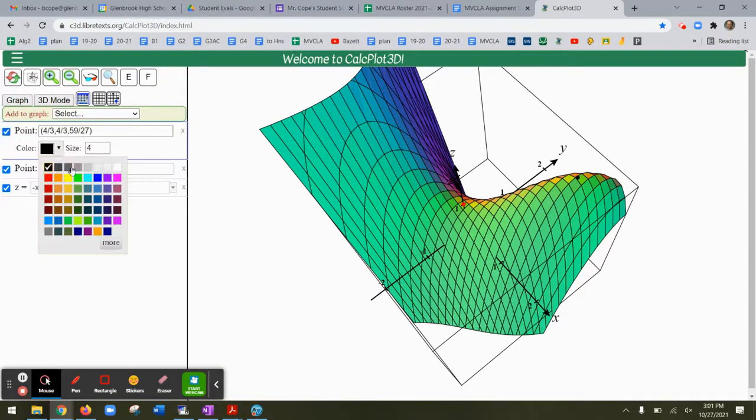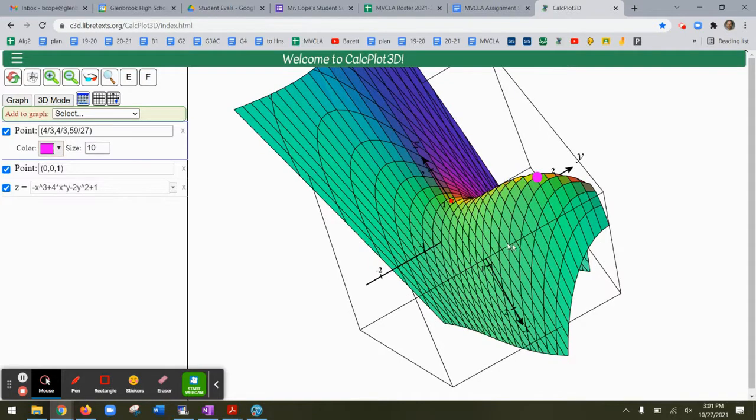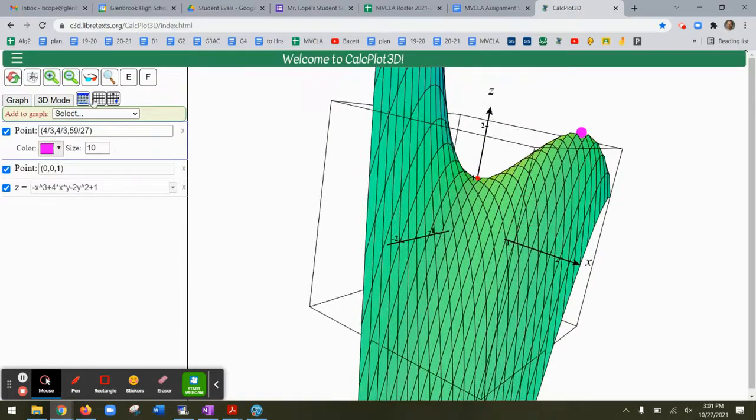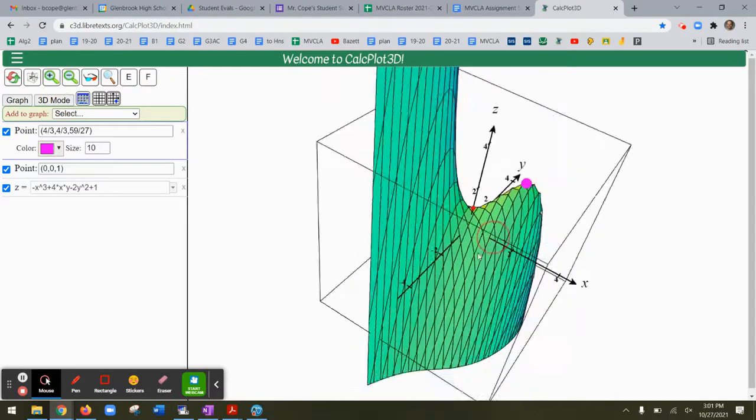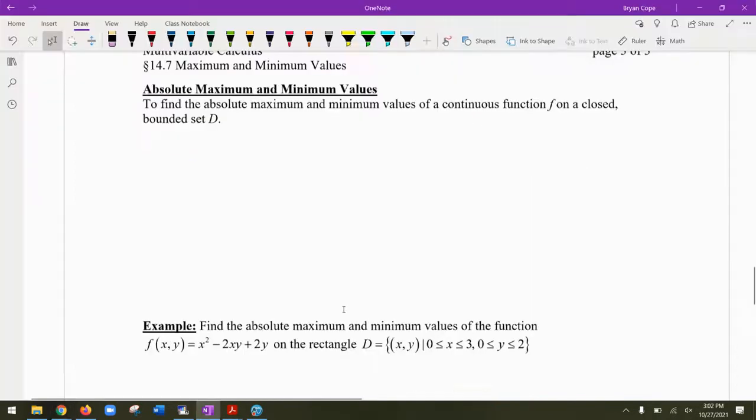Okay, let's use a pink color for that one. Let's make it bigger. There we go. Nice big point. That point right there is what we expected from our second partials test. It's a local maximum, right? And so that's what the graph looks like. I don't know if anything else interesting happens as you zoom out, but it's got kind of this cubic look along one route.